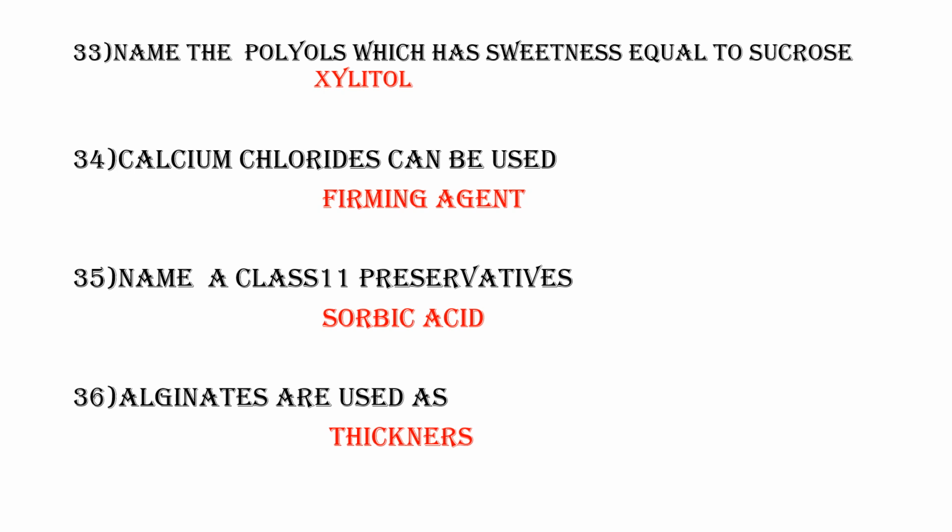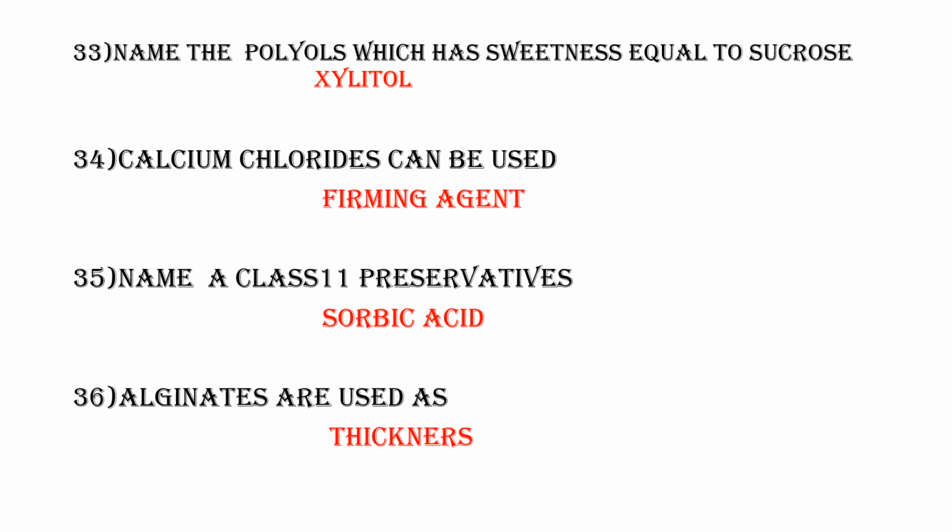34th question. Calcium chloride can be used as a firming agent. 35th question. Name a class 2 preservative. So, we all know that sorbic acid is a class 2 preservative. There are class 1 and class 2 preservatives. In class 1, the naturally occurring ones, and in class 2, those which are made chemically.